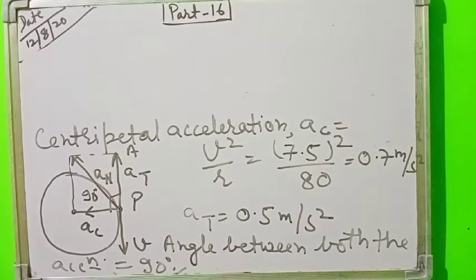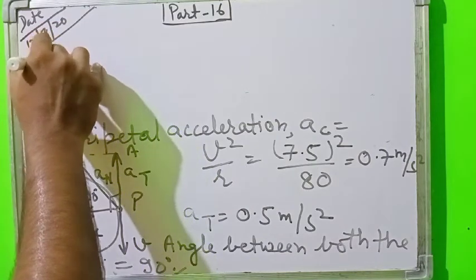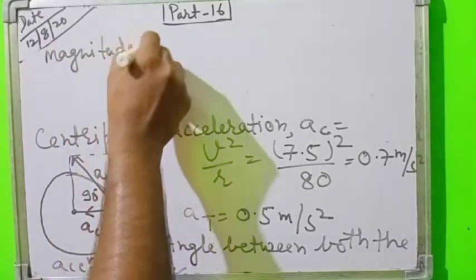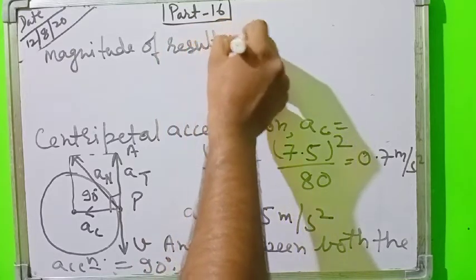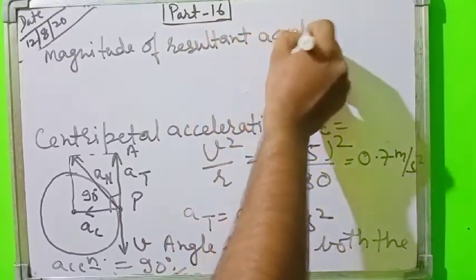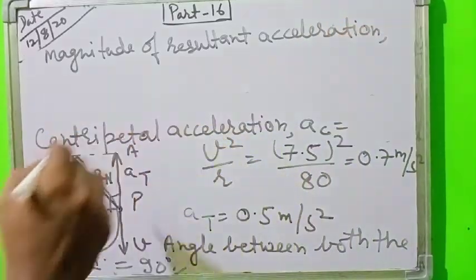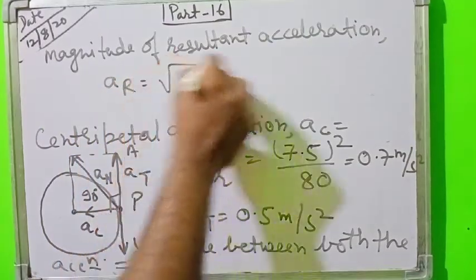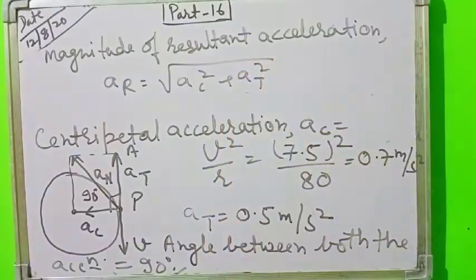Value of centripetal acceleration. The value of net acceleration, the magnitude of resultant acceleration, is given by AR, which is equal to the square root of AC square plus AT square.